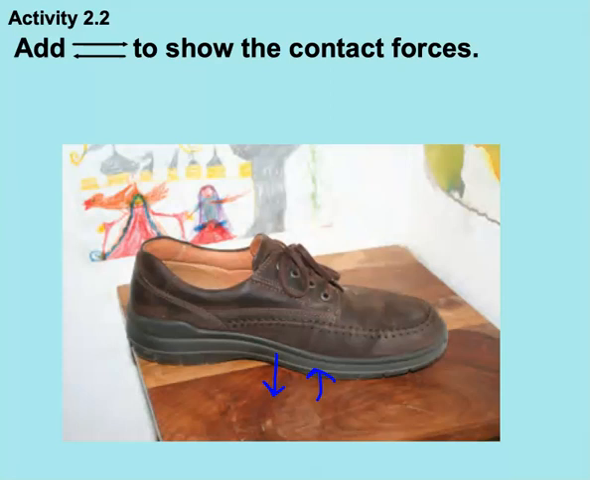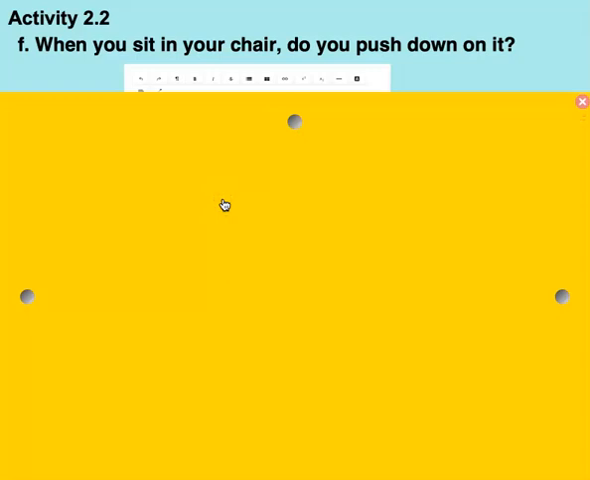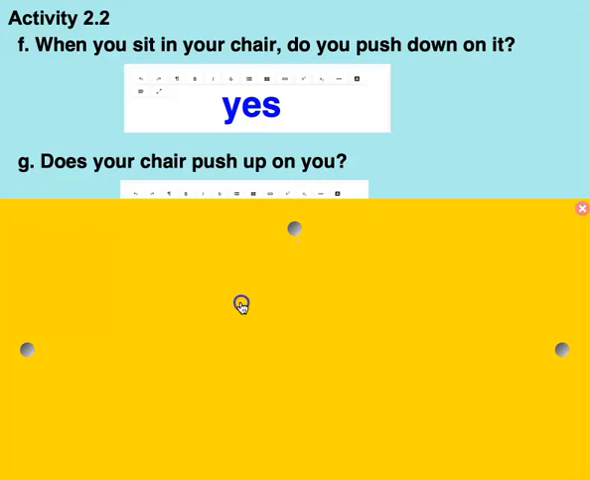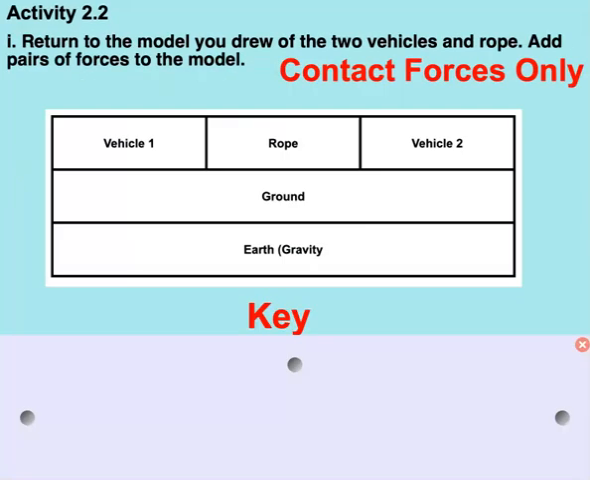So let's apply a little bit more. Oop, don't look, turn away. So when you sit in your chair, do you push down on it? Absolutely. Now, does your chair push up on you? Yes, absolutely. And today is one of those rare days where if you just want to put yes, yes, no, no, yes for your answers, I'm okay with that. Because these are such short answers. The book doesn't do a really good job of saying explain, explain, explain. So I can understand if you only had one word answers. All right. So now we're back to I.